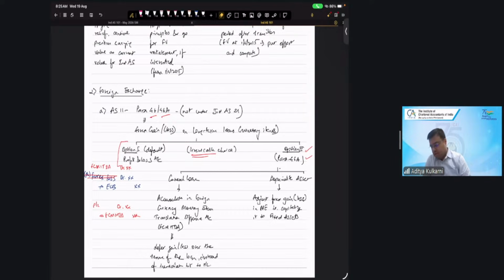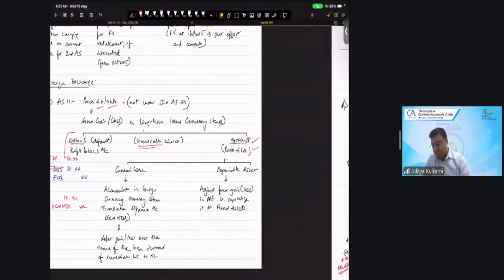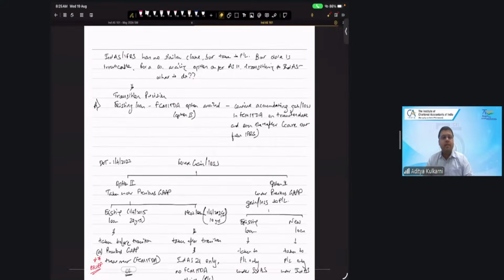Okay. Now comes the post-interval part, which is basically your Ind AS. You have studied Ind AS 21. Tell me, in Ind AS 21, do we have a para similar to para 46A?